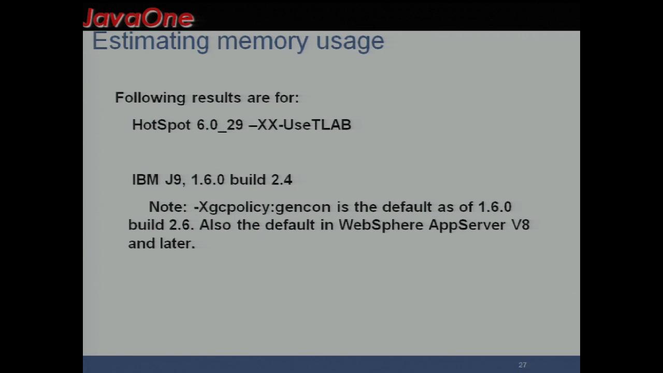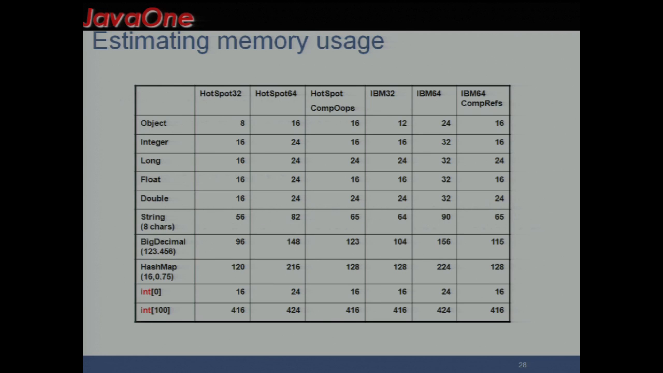So I've got a little chart here that shows the usage of these techniques to estimate some common objects. Here's the chart. I'm not going to go over this too much. One interesting thing just to notice is that for 64-bit uncompressed references, the IBM JVM uses about 48 bytes more than the HotSpot JVM. That's because the IBM JVM has a few extra flags in the overhead area. But if you use compressed references, both the IBM 64-bit JVM and the HotSpot are almost exactly the same.